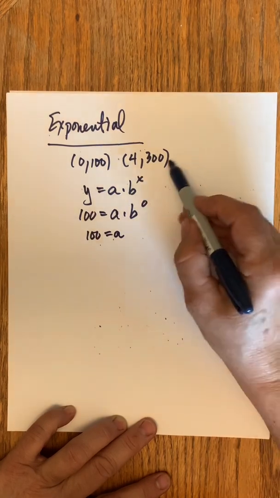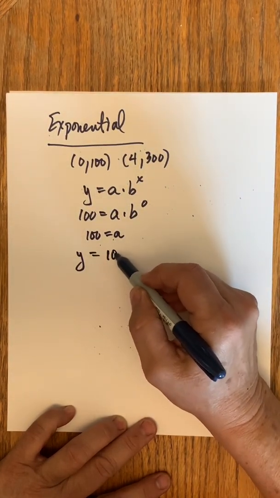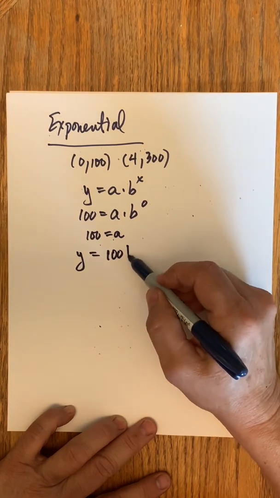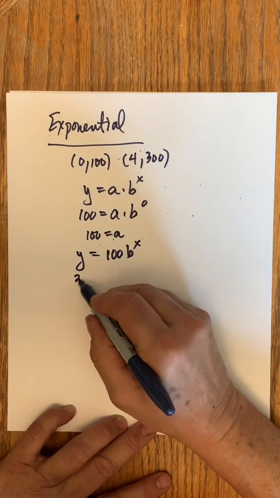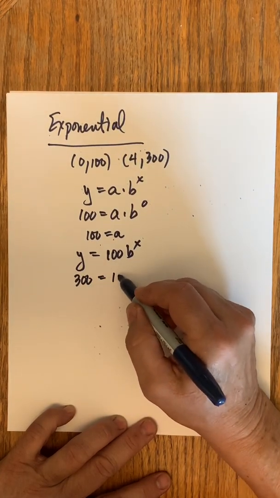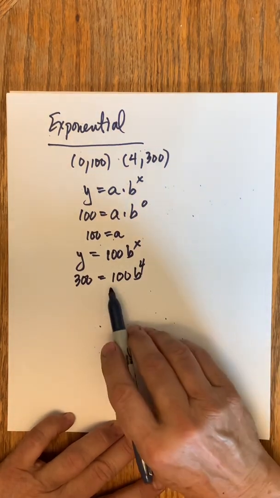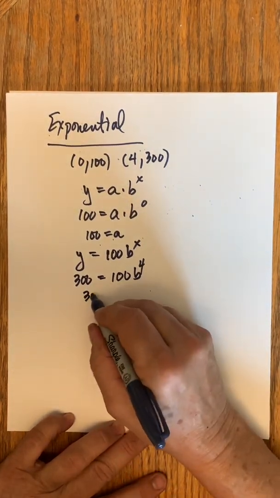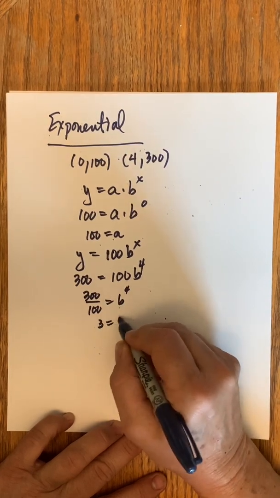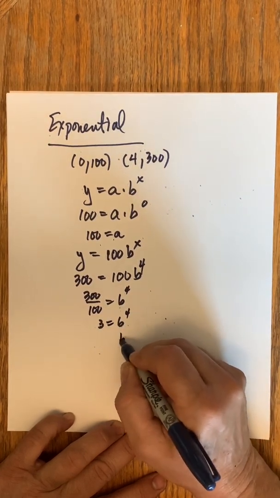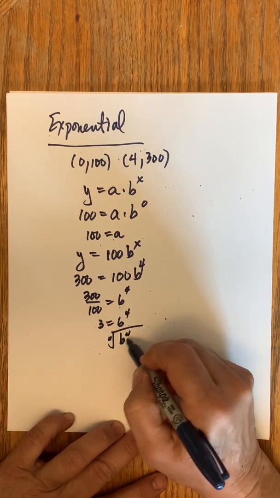And then we're going to put in this point, so y equals 100 times b to the x. So we're going to have here 300 is equal to 100 times b to the 4th. Now if I'm going to solve that, I'm going to divide both sides by 100. So 300 divided by 100 is equal to b to the 4th. So 3 equals b to the 4th. And b, well, I have to take the 4th root of both sides.